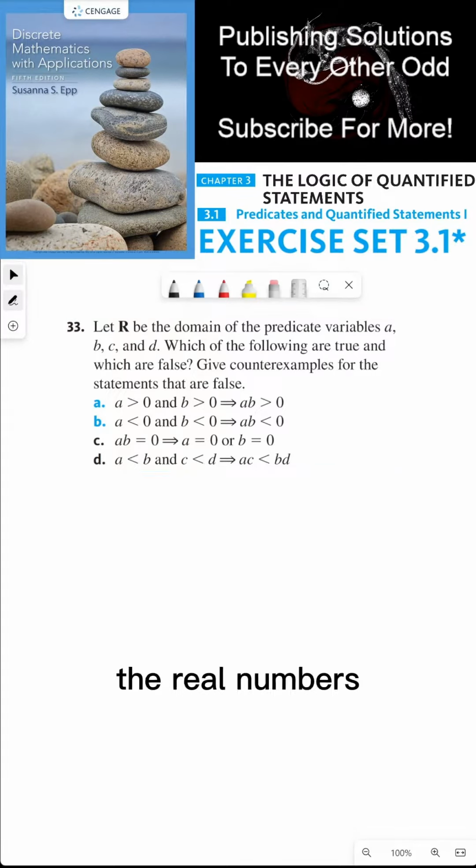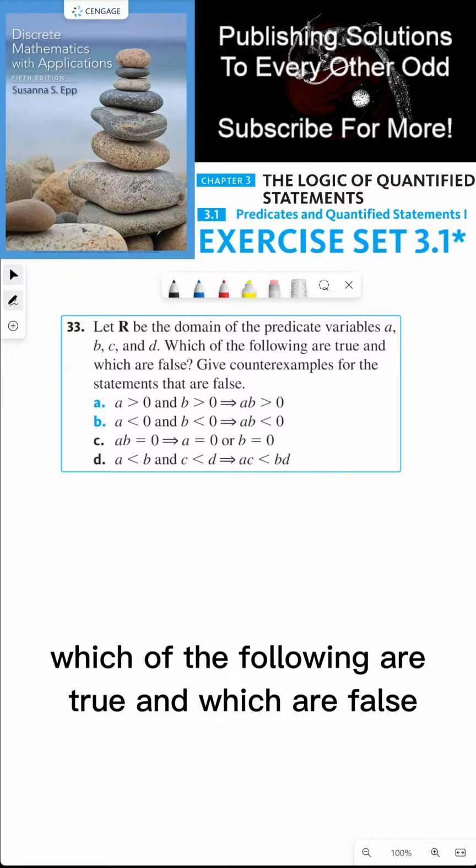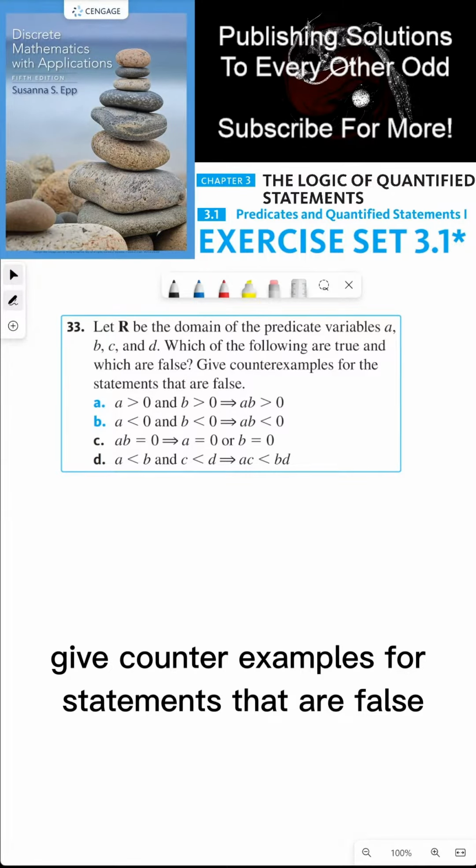Let R, the real numbers, be the domain of the predicate variables a, b, c, and d. Which of the following are true and which are false? Give counterexamples for statements that are false.